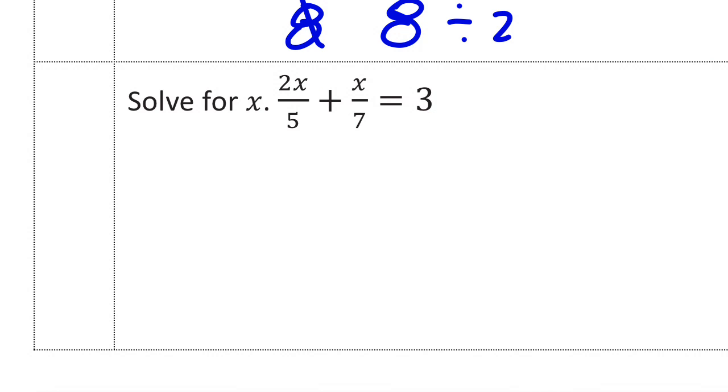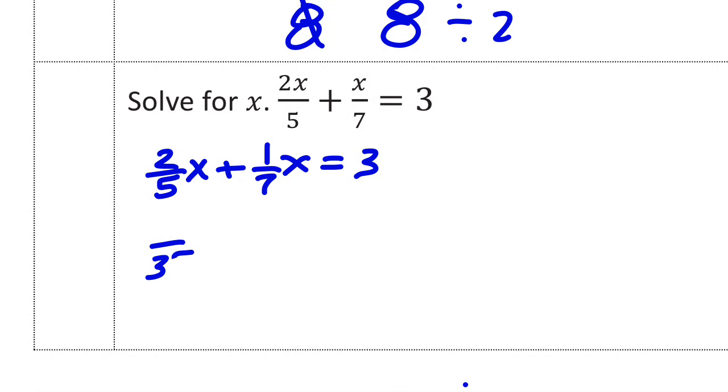Okay, so for instance, or I just need to find their common denominator. Okay, so let's look at this. We have 2/5 x plus 1/7 x equals 3. So if I was going to give these a common denominator, it would be 35, right? So I know I need something over 35 for both of these.